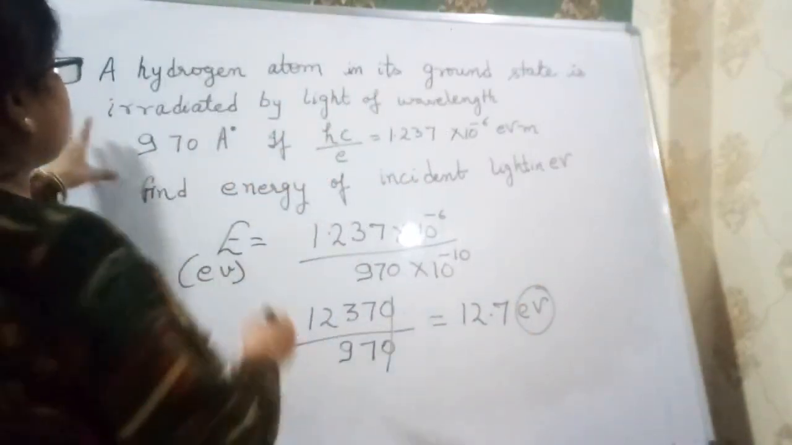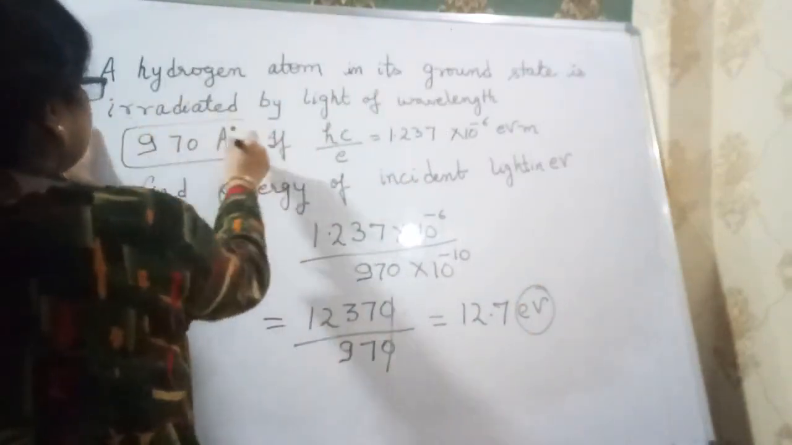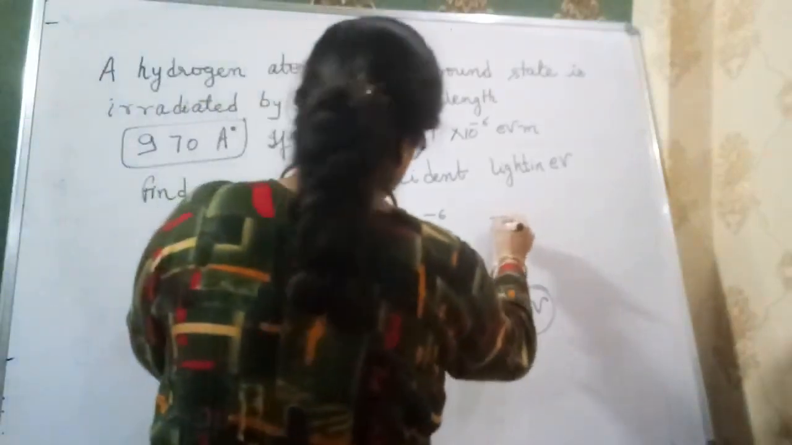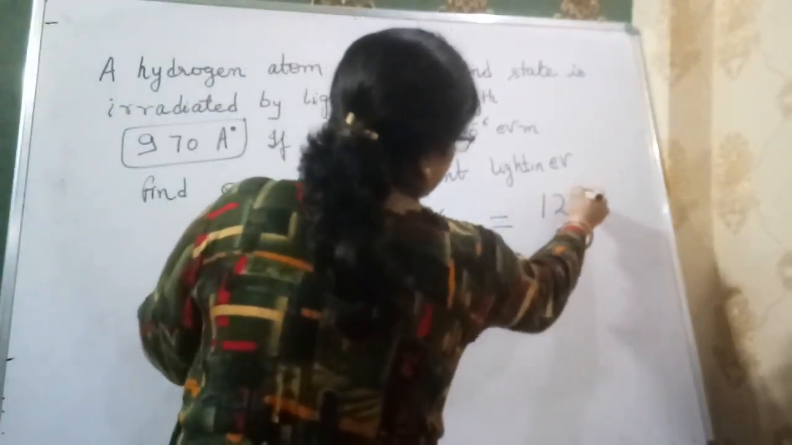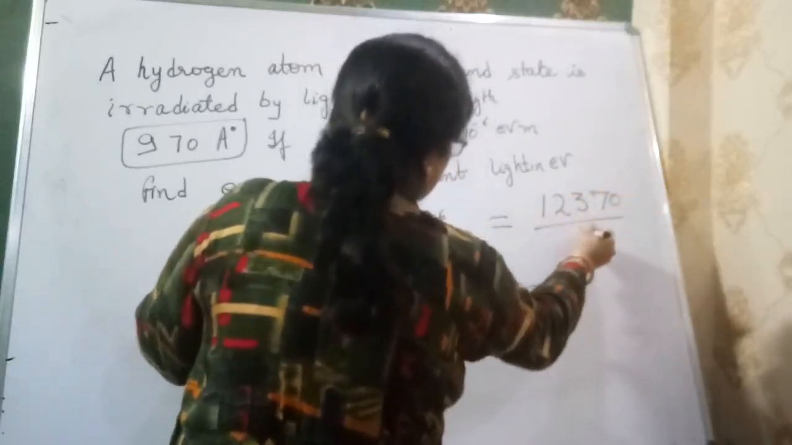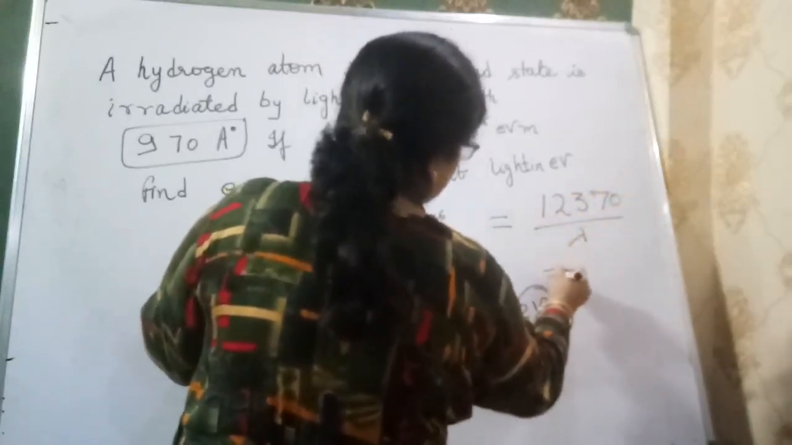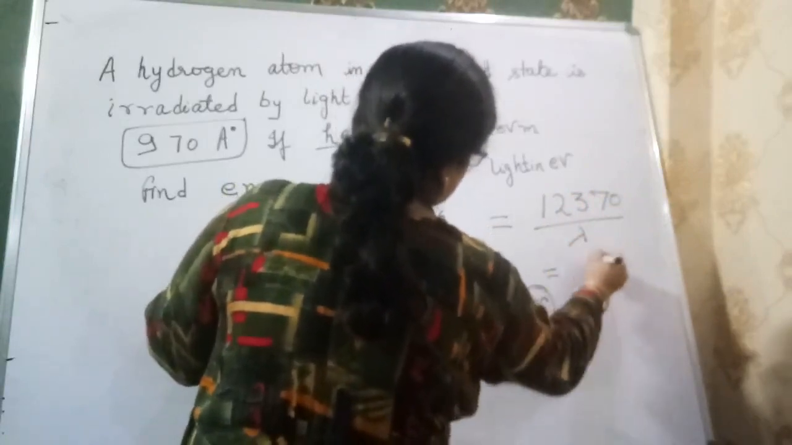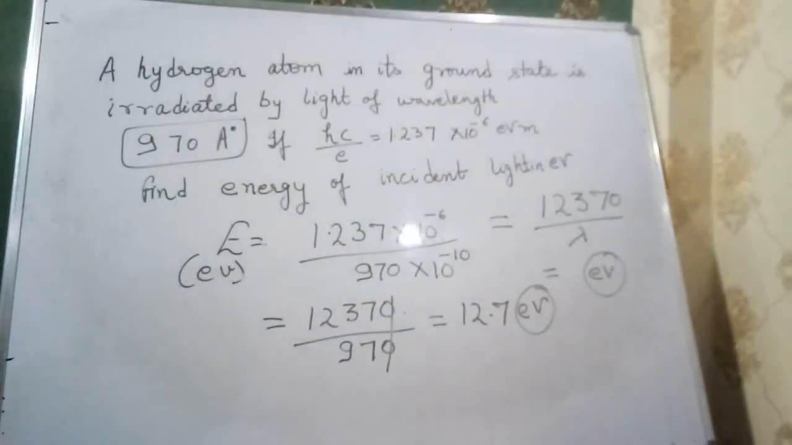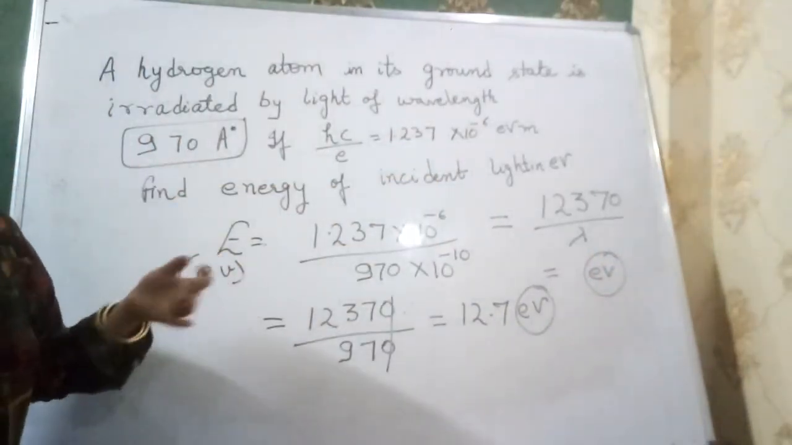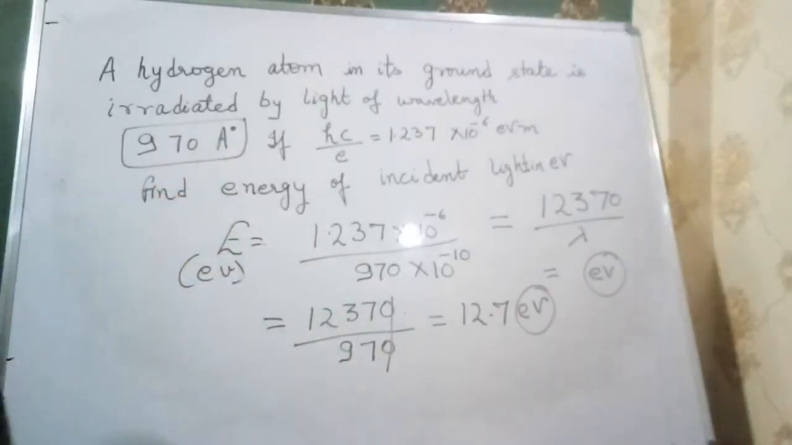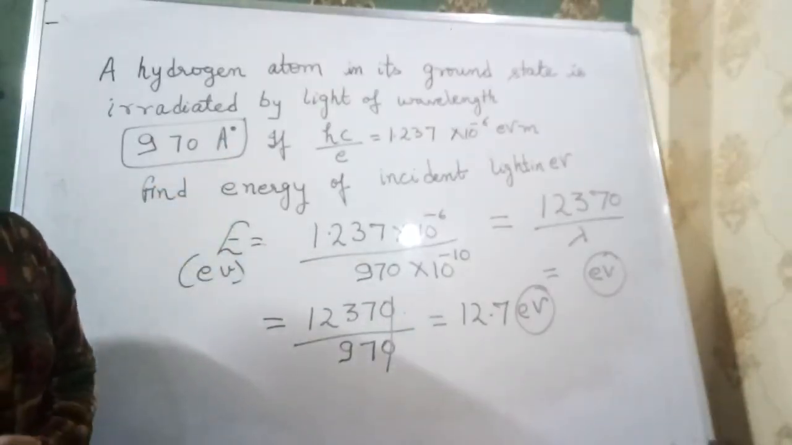That means if only the wavelength is given and we have to find the energy, we simply use the formula 12370 divided by lambda, and we get the answer in electron volt. This is the formula. You can learn it, and in just a second you will get the energy of the incident light.